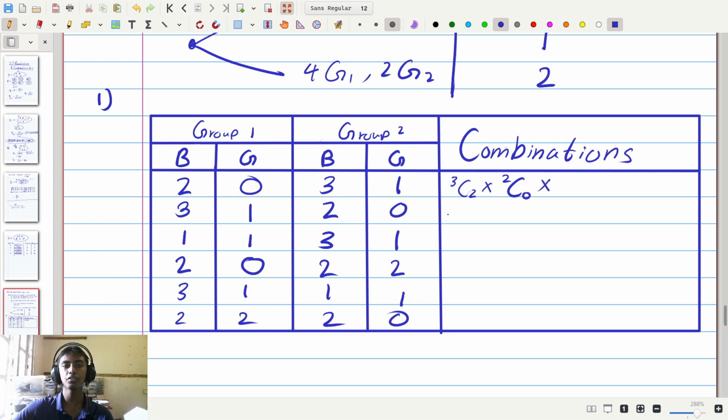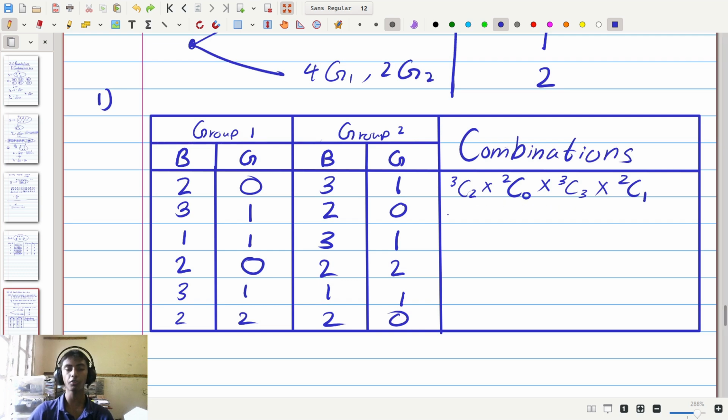For the next choice, to choose 3 boys from 3 boys, the total number of ways is going to be 3 choose 3. You can already guess it's going to be 1. And for the last choice, in order to choose 1 girl from 2 girls, we need to do 2 choose 1. So therefore, the total number of overall combinations for this set of groupings that we have here, for when we have 2 boys from group 1, 0 girls from group 1, 3 boys from group 2, and 1 girl from group 2 is going to be this number here.